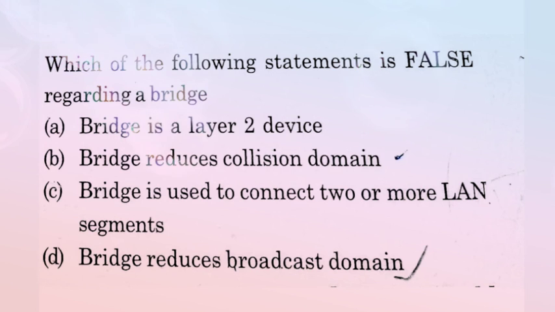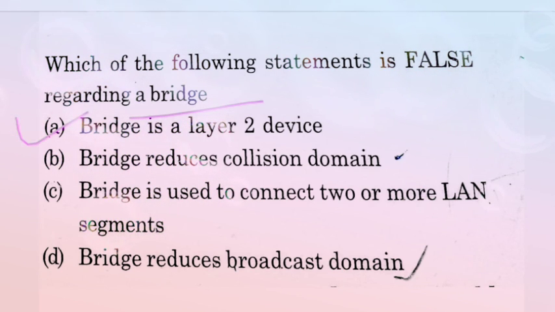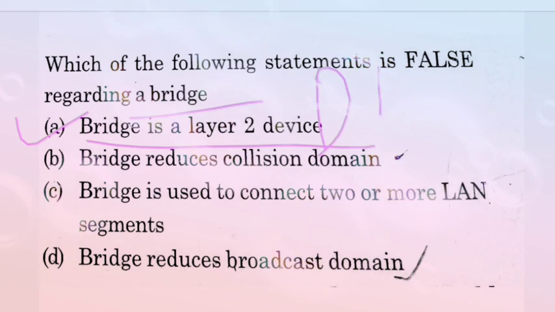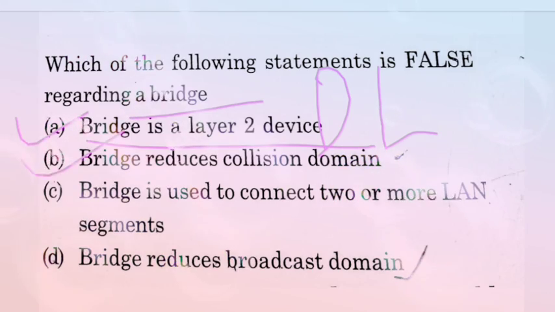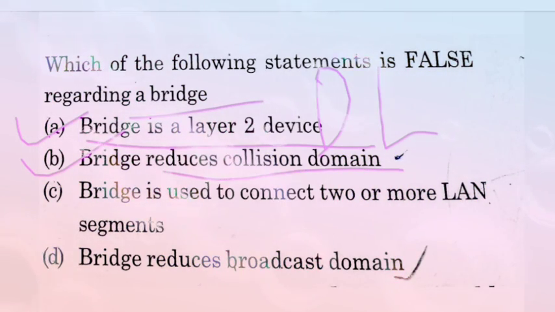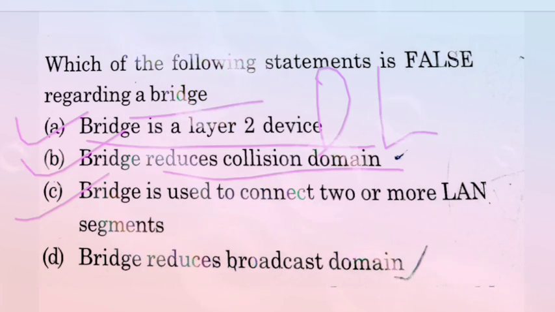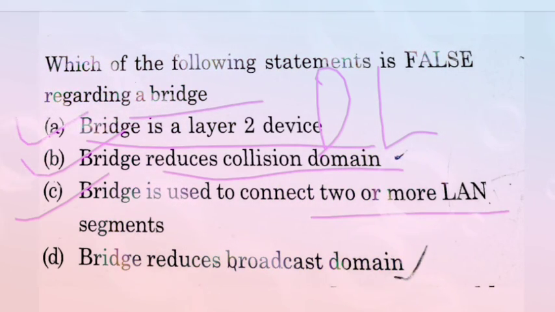Which of the following statements is false regarding a bridge? Here you need knowledge about the properties and characteristics of the bridge. It is a hardware device. According to the first option, a bridge is a layer 2 device. Yes, it operates at layer 2, that is the data link layer. Next option: a bridge reduces the collision domain. Yes, it is also true. Next option: a bridge is used to connect two or more LAN segments. Yes, because this is the work of the bridge.